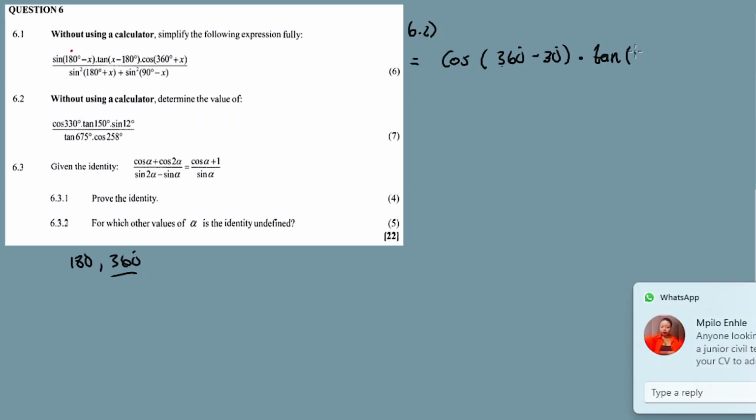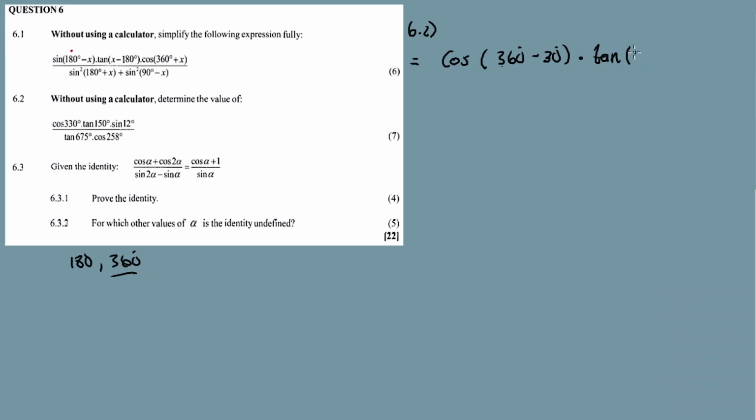330 multiplied by 10. 150 is closer to 180, so it becomes 180 minus 30 degrees, that is 150 plus 30 degrees equals 180. 180 minus 30 degrees, close bracket, then multiplied by sine 12 degrees.